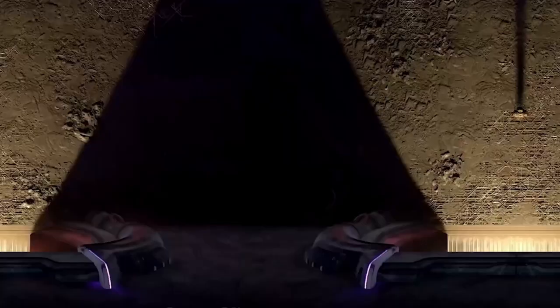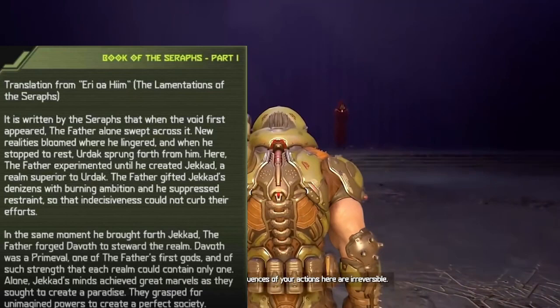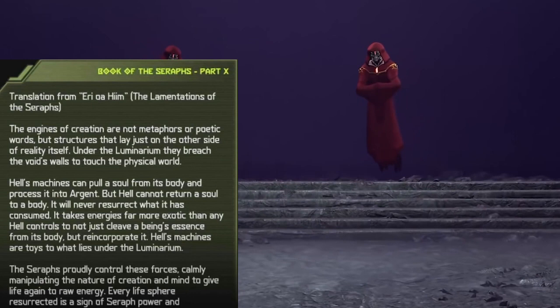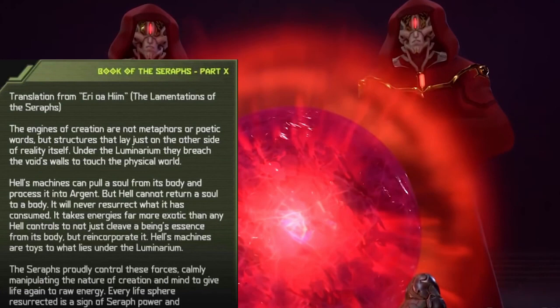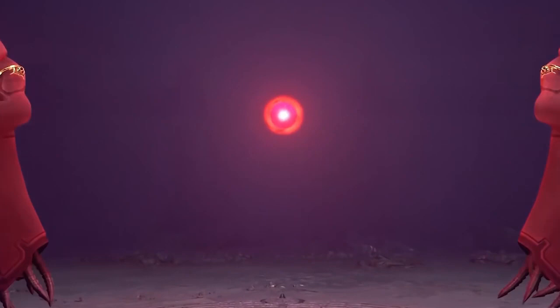Void was the first thing Davoth gave rise to, and all of creation, including Hell and URDAK, exist in it. The engines of creation lie in the Void, described to be on the other side of reality itself. They breach the Void's walls to touch the physical world, showing that the Void is non-physical. Note that even the implicate order and abstract mathematical structures are part of the physical world.